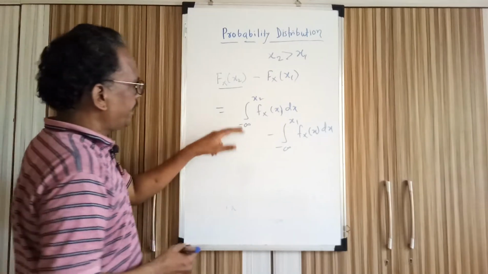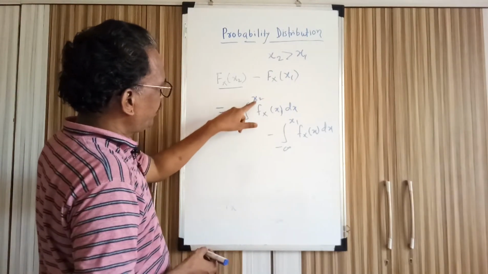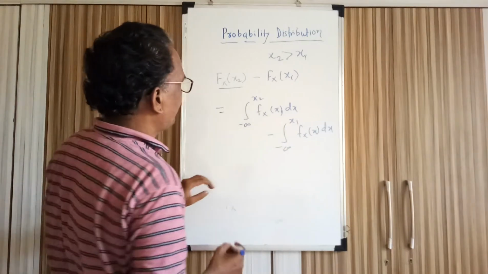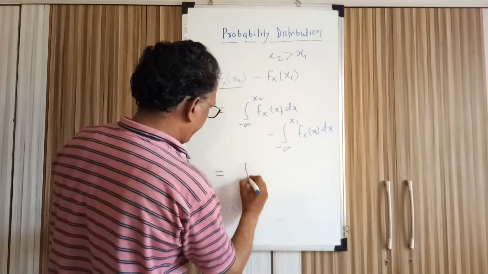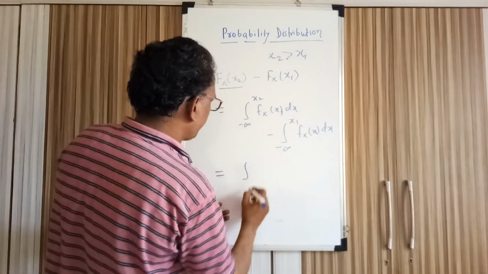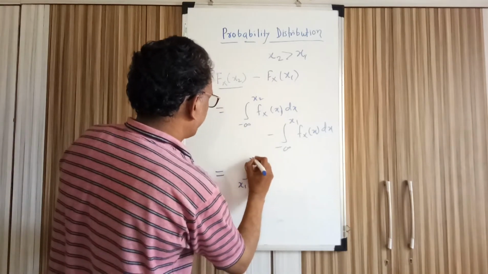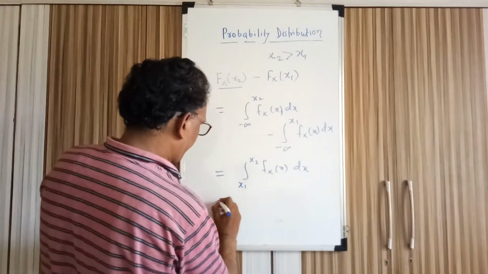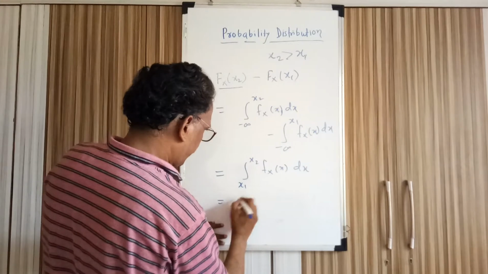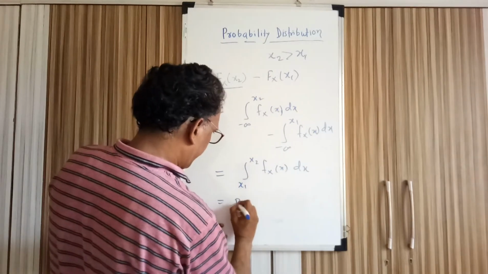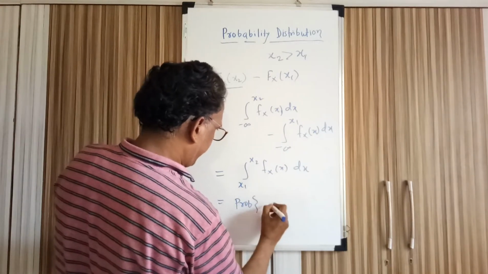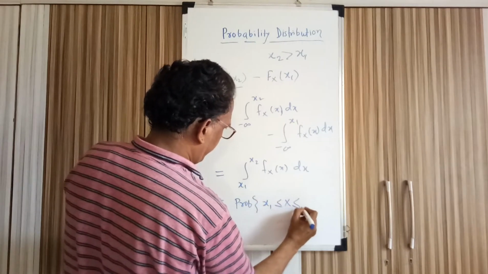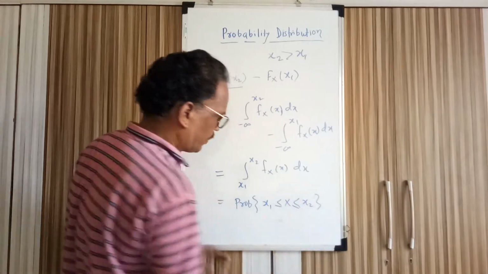Here, if I see the integration from minus infinity to x2, one integration, and the second from minus infinity to x1, we can write this as the integral from x1 to x2 of fX(x) dx. We know that this is nothing but the probability that the random variable takes a value greater than or equal to x1 and less than or equal to x2.